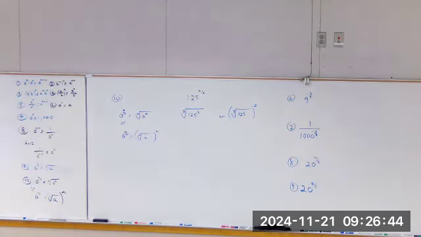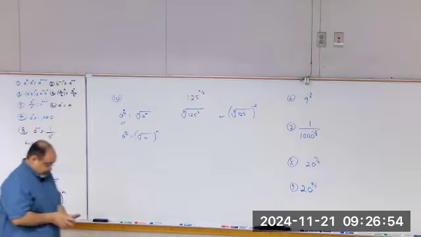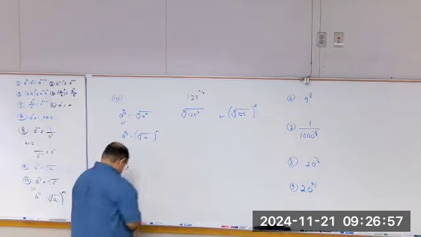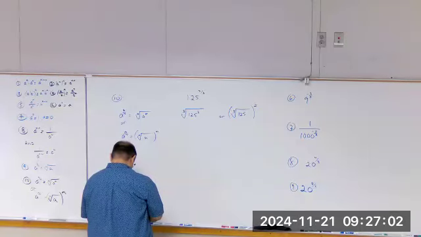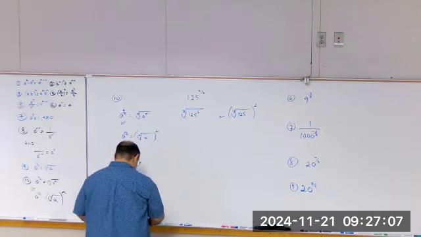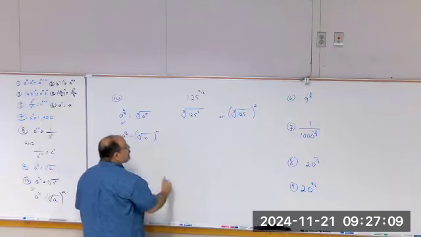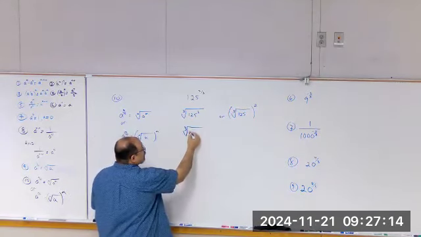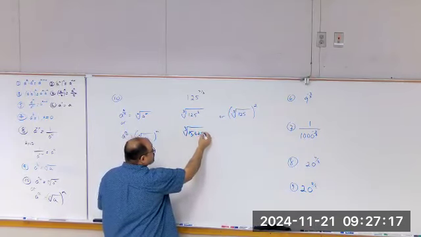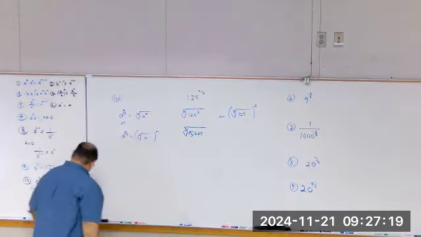I didn't do this in my head yesterday. I don't think I can do it today either. So here's the thing. This is the cube root of 15,625 when I square it.